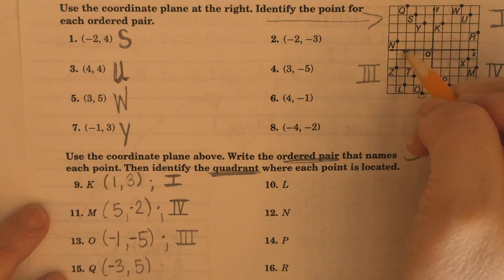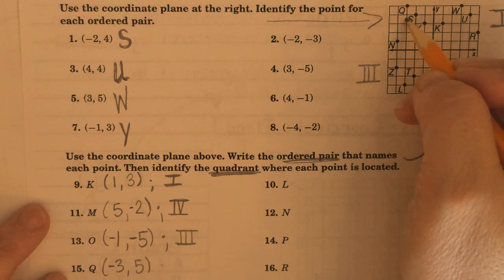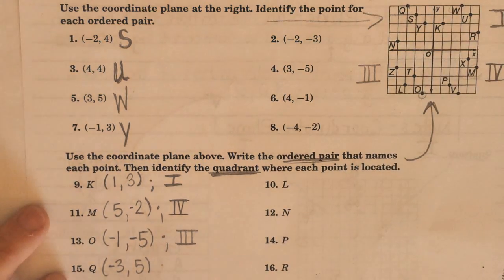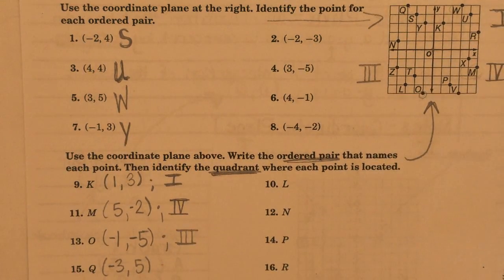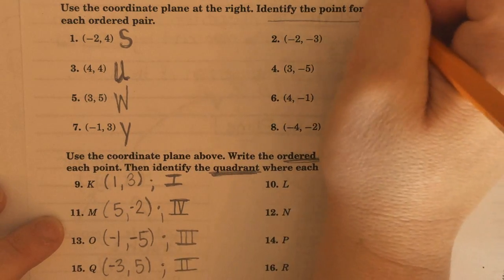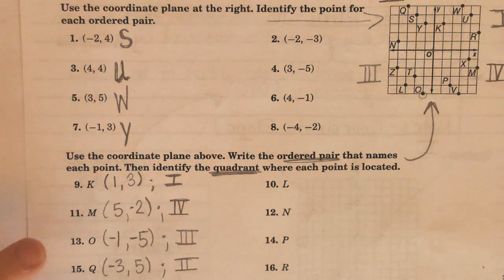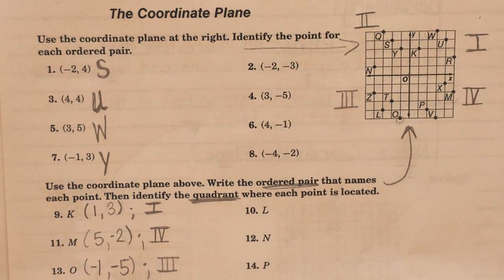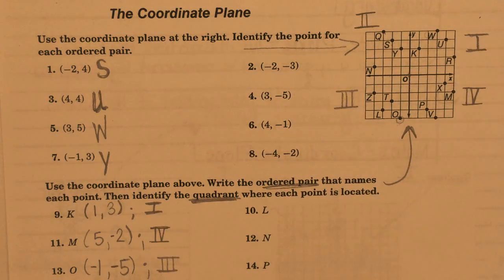So 1, 2, 3 backwards. 1, 2, 3, 4, 5 up. Very good. What quadrant is Q located in, Griffin? The second one. So that's my 2, and I'm going to label that one as well. Okay? So hopefully you have all those labeled. That'll help you out when you have to do them on your own.